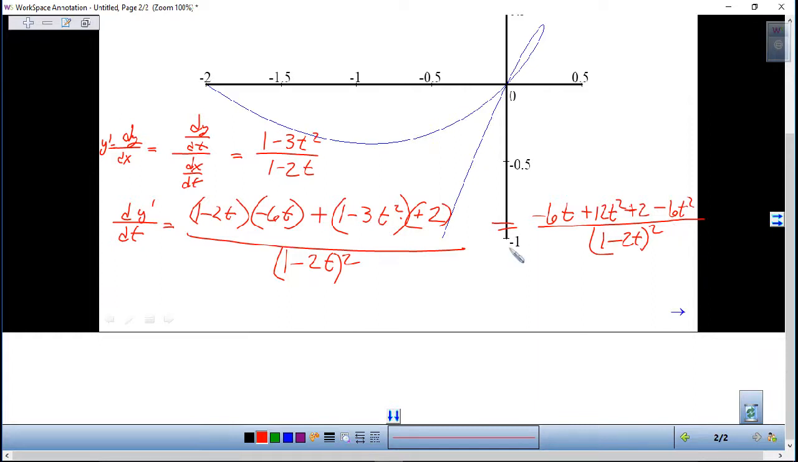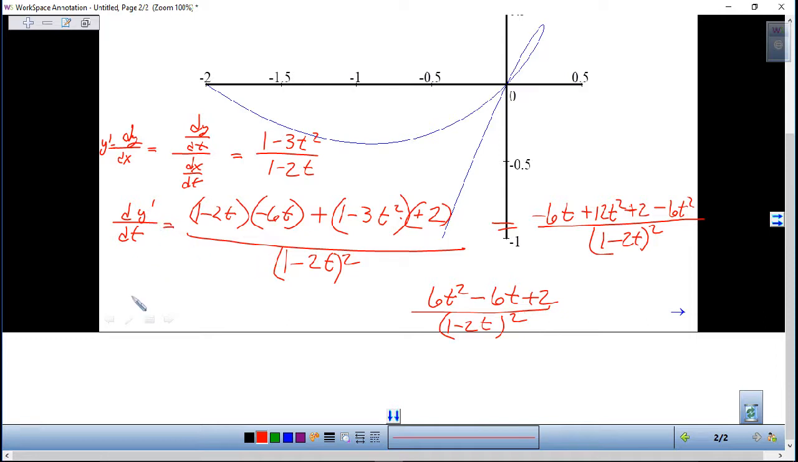All right, and then we can combine like terms and simplify here. We got 12t squared minus 6t squared, so that's going to give us 6t squared minus 6t plus 2 over (1 minus 2t) quantity squared. Now, that is just dy prime dt.